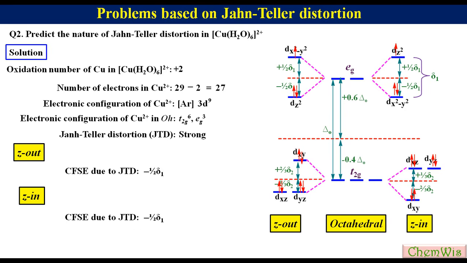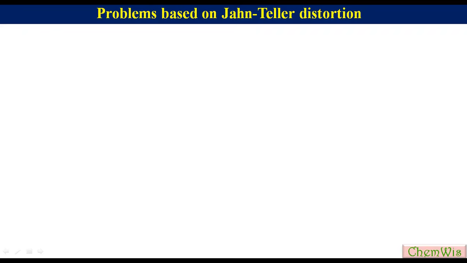This suggests that we cannot predict Z-in or Z-out distortion based on CFSE in copper(II) octahedral complexes. The preferred Jahn-Teller distortion will be Z-out because it will have less repulsion between the ligand and the d electrons.